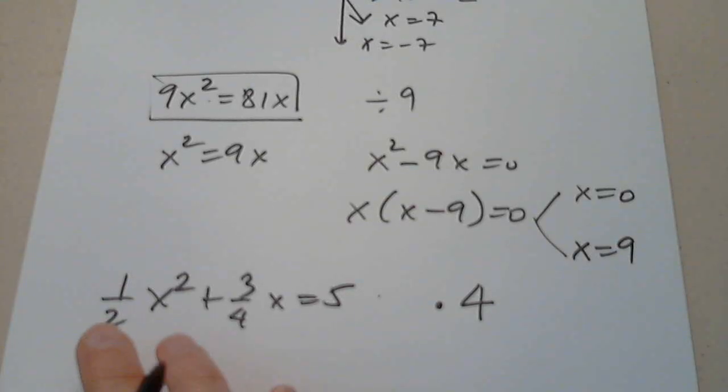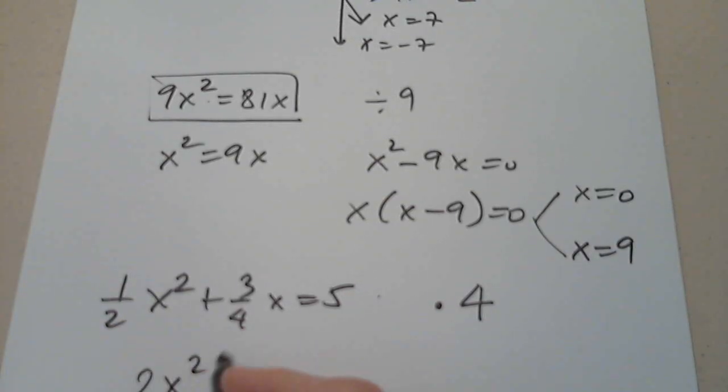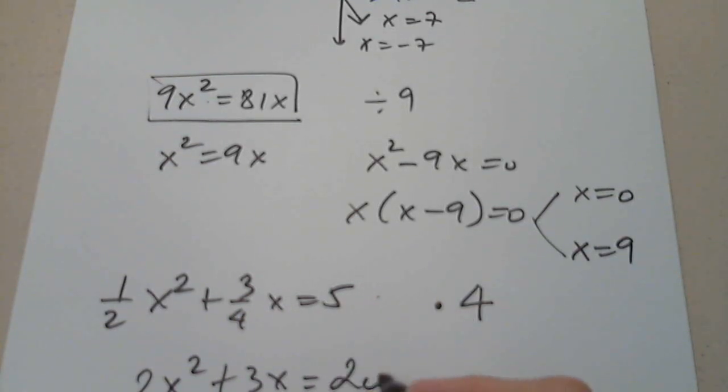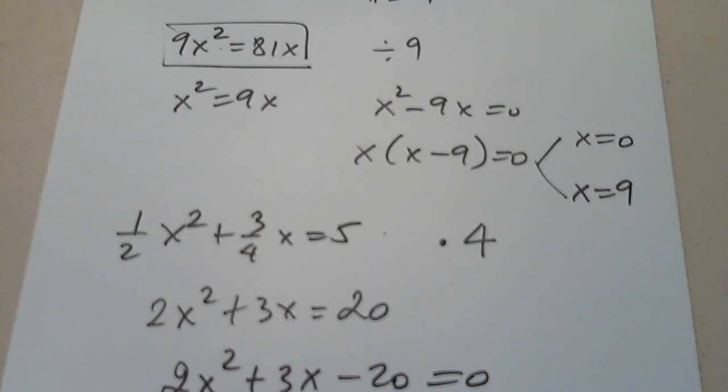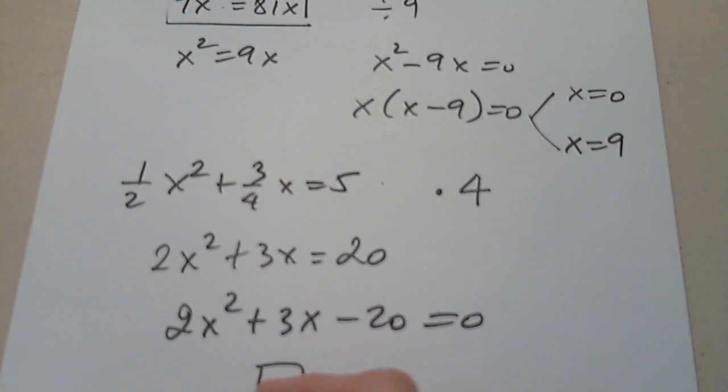1/2 times 4 is 2x squared. 3/4 times 4 is 3x. 5 times 4 is 20. Now I move everything to one side. Then I start my algorithm. Trinomial, descending order, greatest common factor, no, negative leading coefficient, no. Special product, no. 1 is the leading coefficient, no. The last resort.